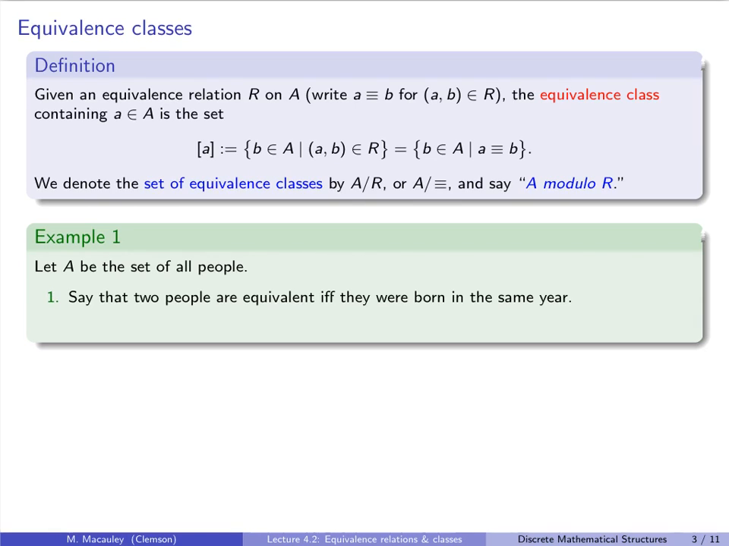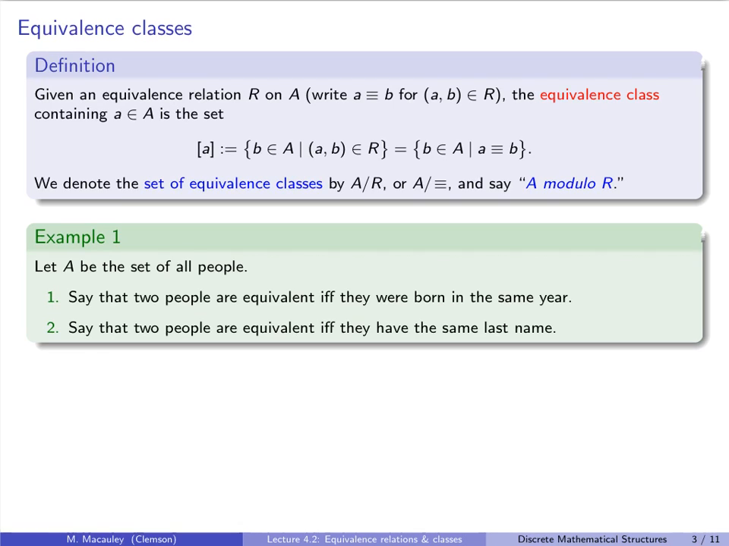If Alice is born in the same year as Bob, and Bob is born in the same year as Charlie, then Alice and Charlie are born in the same year. So that's an equivalence relation, and it's not equality, because Alice and Bob are not the same people, but we say they are equivalent. So in this case, what are the equivalence classes? The equivalence class of Alice is the set of all people that were born in the same year as Alice. So you can think of equivalence classes as a family or a collection of all things that are equivalent to each other.